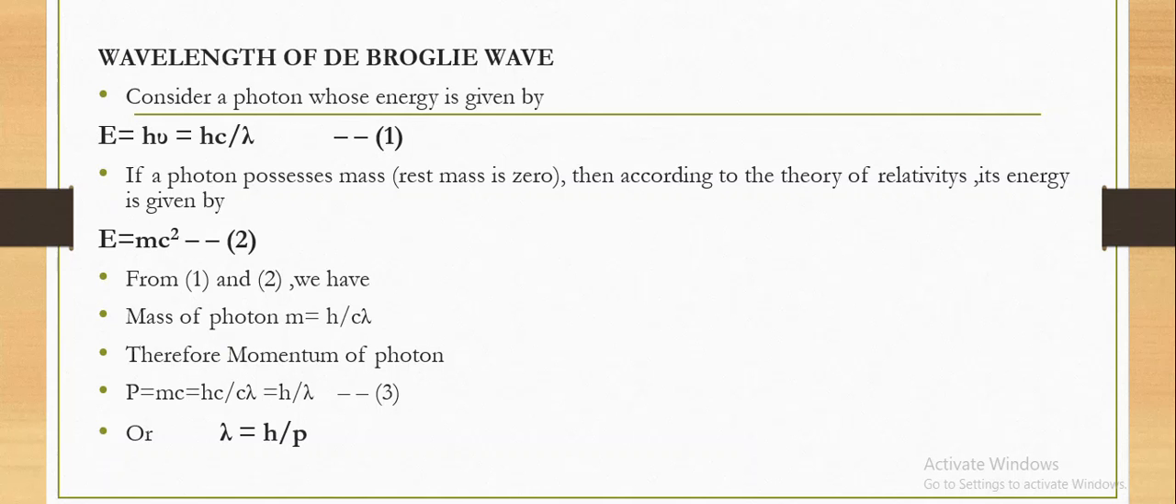From equations 1 and 2, we have the mass of the photon m = h/(cλ). Therefore, the momentum of the photon p = mc = hc/(cλ) = h/λ. This is your equation number 3. So, from these equations, λ = h/p. This is the wavelength of the de Broglie wave.